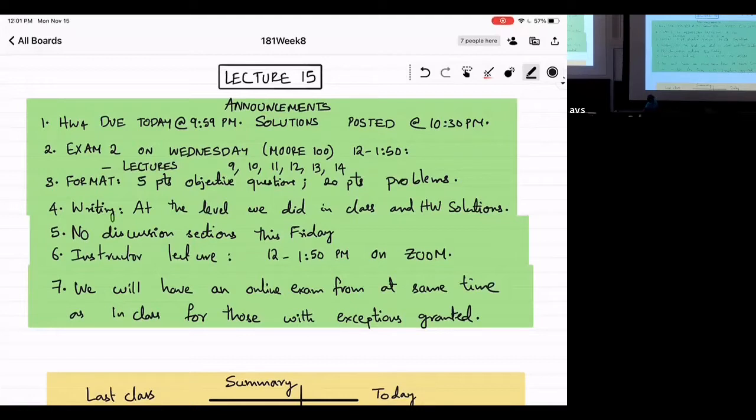And the second one is that exam 2 is going to be on Wednesday in this location, Moore 100, from 12 to 1:50. Okay. And this will cover lectures 9, 10, 11, 12, 13, 14. So I think it's the conversion from NFAs to DFAs, properties of NFAs, and then limitations of regular languages, pumping lemma and others, regular expressions, and introduction to Turing machines.